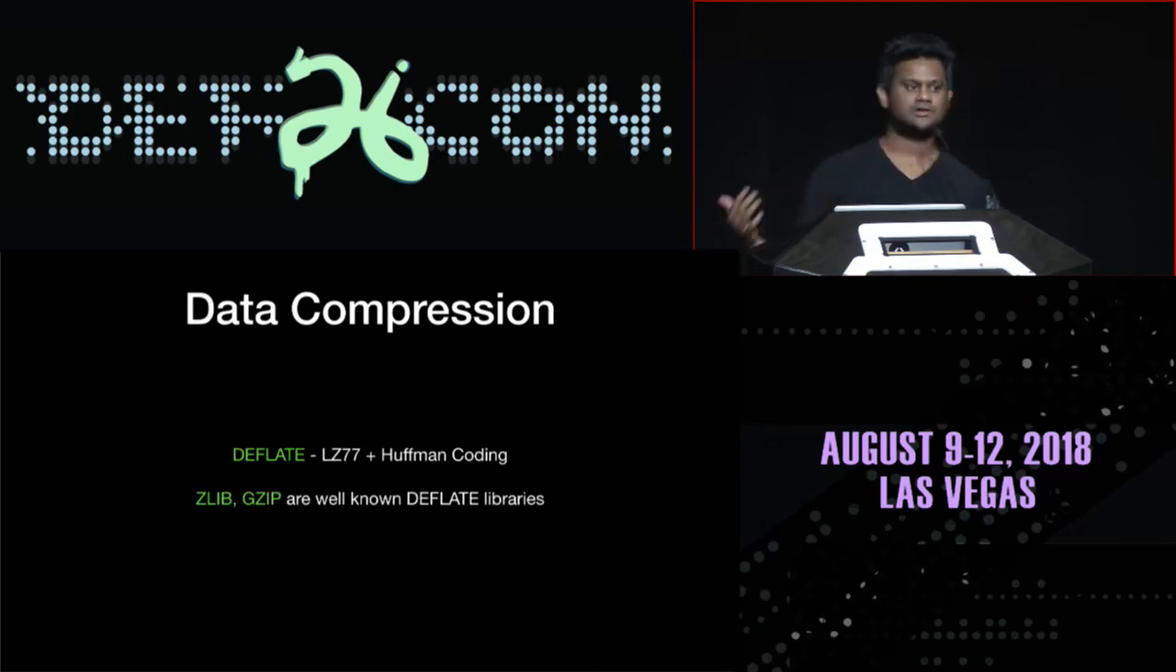In the real world, you have an algorithm which combines both of these, called deflate, which is commonly used in gzip and the zlib library. Also, if you have been hearing about TLS compression, which got disabled a while back after being around for a decade, that used deflate.